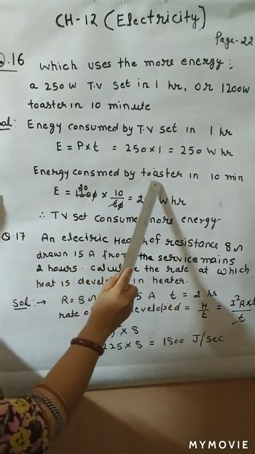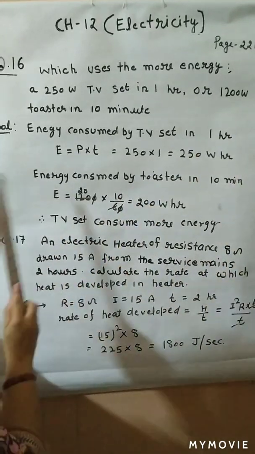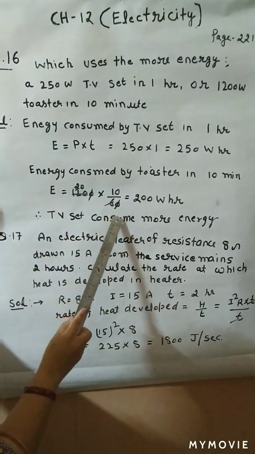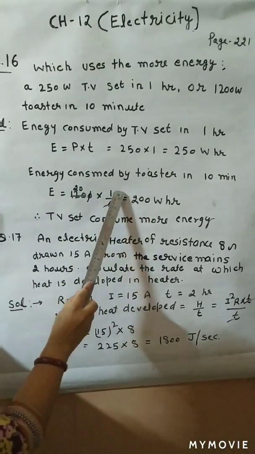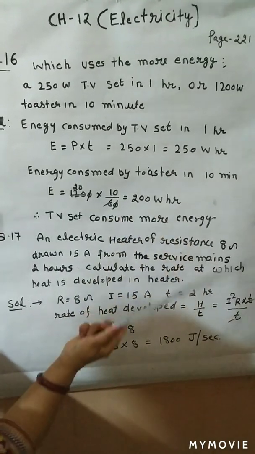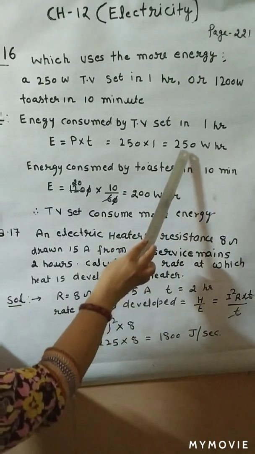Second is the energy consumed by the toaster in 10 minutes. What is the power of the toaster? 1200 watt. What is the time? 10 minutes. So we will use again energy is power into time, but time should be in hours, so we divide by 6. When you solve it, you will get your answer 200 watt hour. Again, you can calculate in kilowatt hour by dividing by 1000. Simply you can compare that.